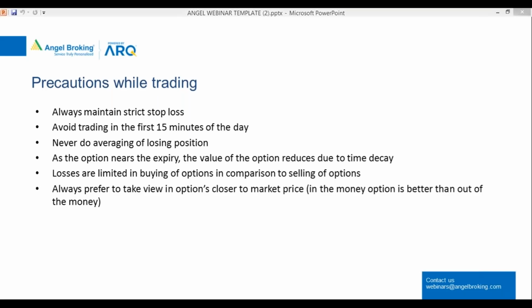The other point is that as the option nears the expiry, the value of the option reduces due to time decay. This I have explained. If you take one position in the futures and one position in the options, and the market does not go anywhere, just to give an example, suppose you have bought Nifty futures, and at the same time you bought Nifty options at 8400 strike at a premium of 100. Now Nifty futures does not go anywhere for the next week or so.